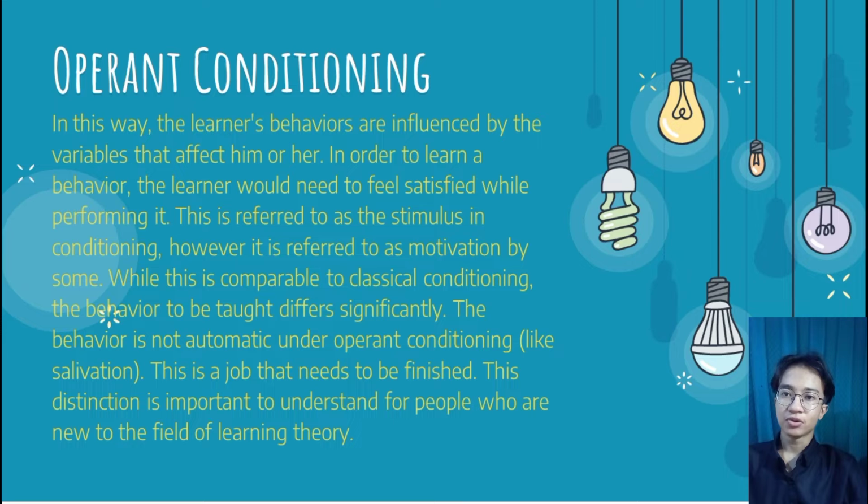Operant conditioning. In this way, the learner's behavior is influenced by the variables that affect him or her. In order to learn behavior, the learner will need to feel satisfied while performing it. This is referred to as the stimulus in conditioning. However, it's referred to as motivation by some, while this is comparable to classical conditioning.